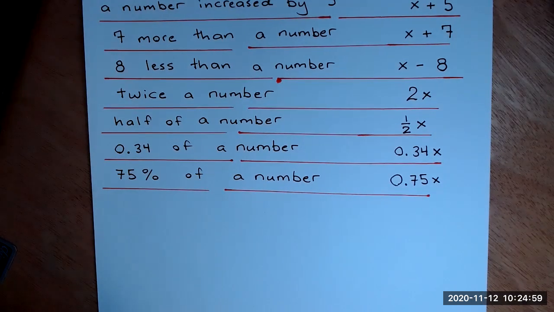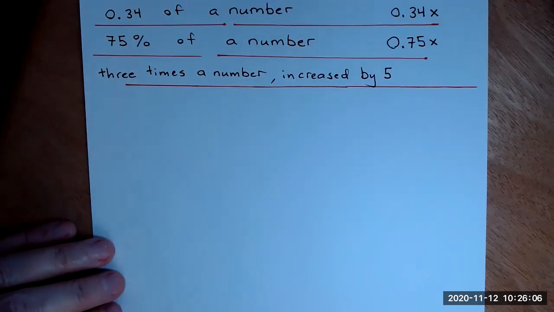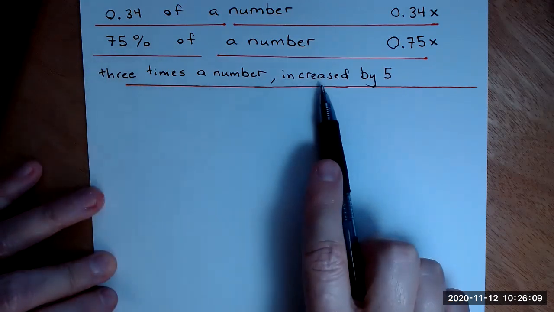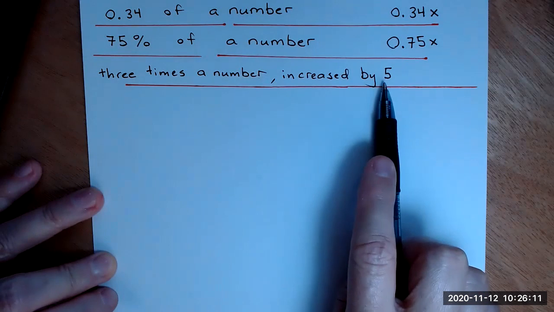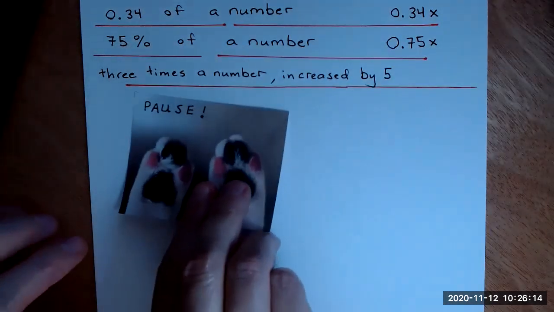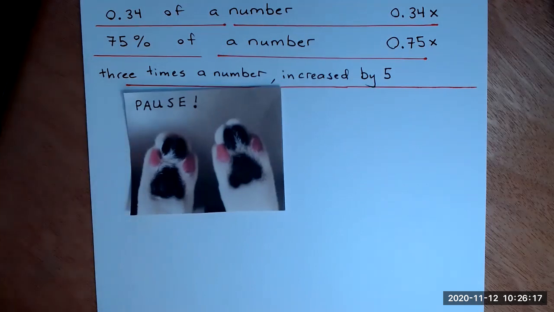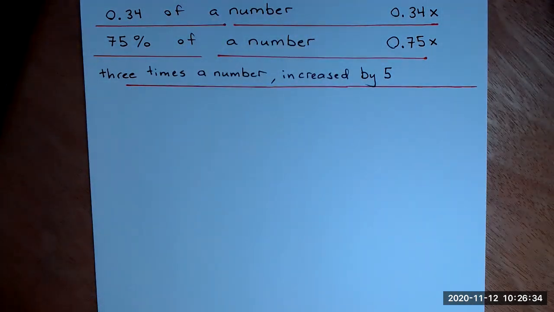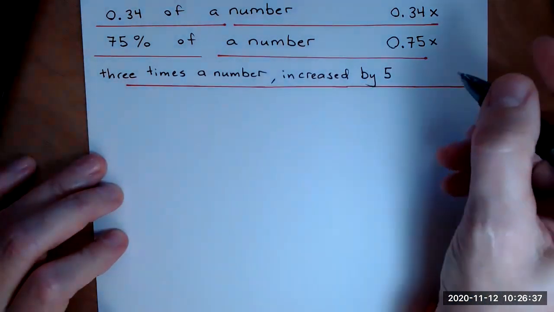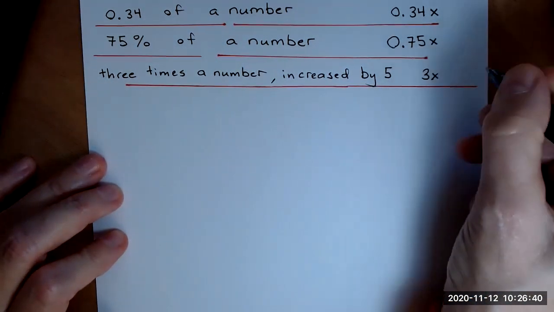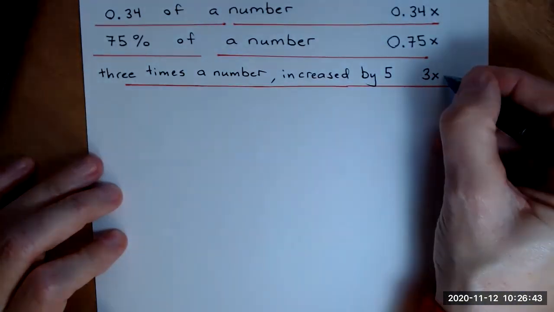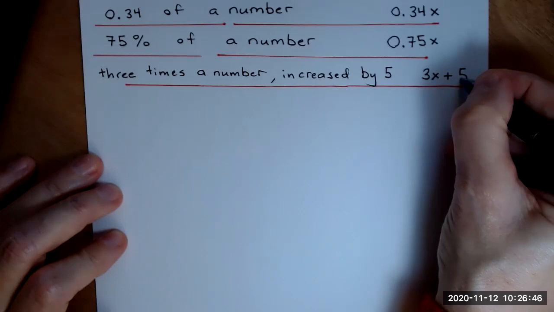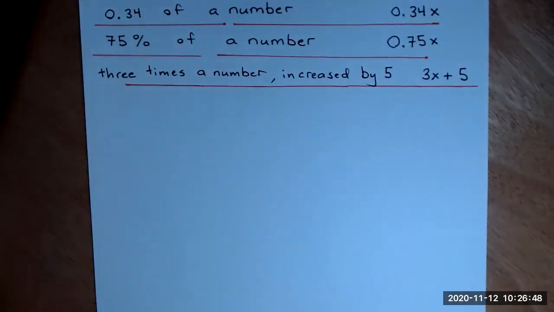All right, now let's do some examples where there's more than one operation. All right, so 3 times a number increased by 5. And if I were you, I would hit pause and try this one on your own. All right, now that you've tried it, let's check. So 3 times a number is 3 times x. Increased by 5, that means plus 5. Let's try another one.